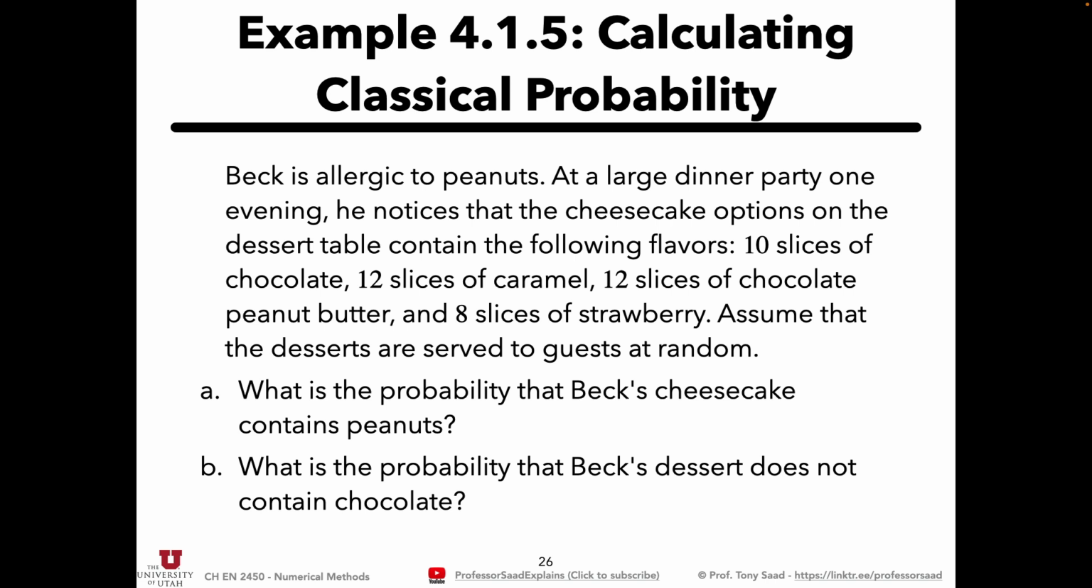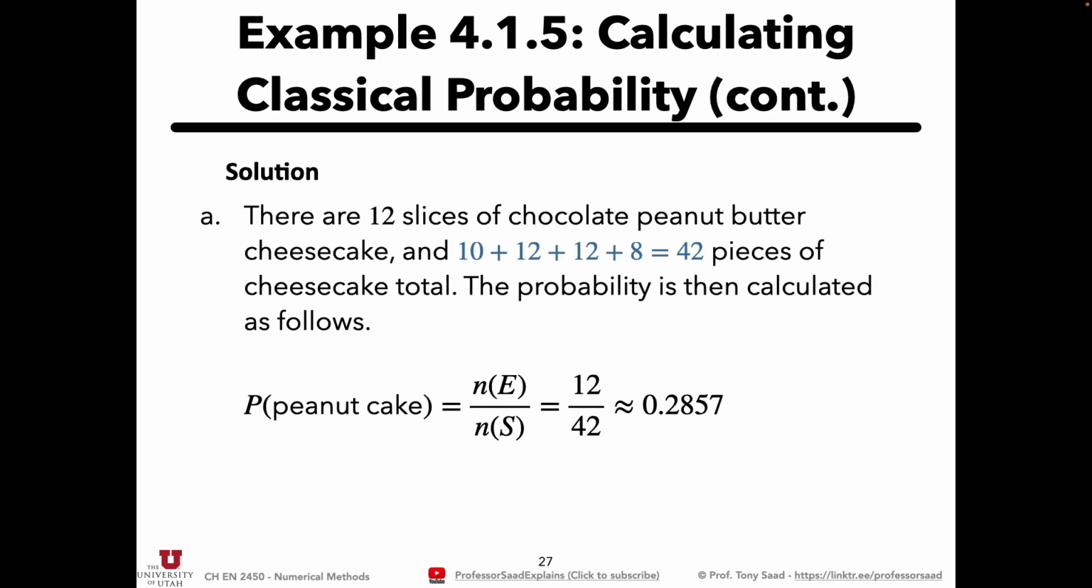Now, what's the probability that Beck's cheesecake contains peanuts? There's only one type that contains peanuts. It's the 12 slices of chocolate peanut butter, right? So in that sample space, 12 of the outcomes contain peanuts. Classical probability says count those outcomes, 12, over the total outcomes, 42. That gives you the probability that Beck is going to get randomly assigned a peanut cheesecake that's probably going to cause him to end up in the hospital.